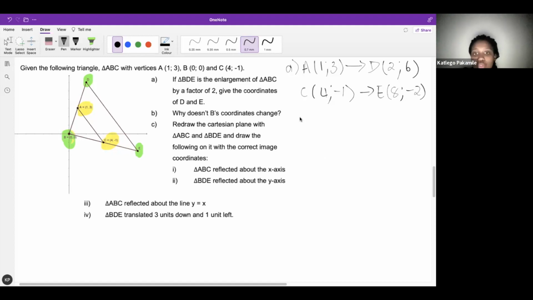B. Why do the coordinates of B not change? Look at B. B is 0, 0.